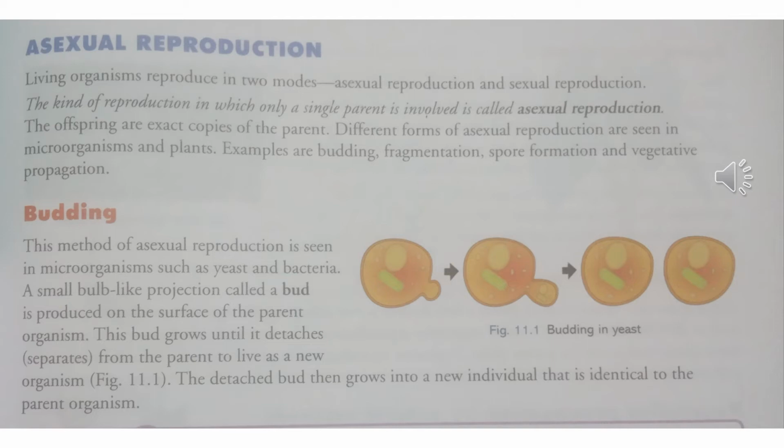When these microbes consume nutrition, then this bud starts growing and it will detach from the parent to live as a new organism, and the detached bud then grows into a new individual that is identical to the parent organism. So remember, the budding process is followed by yeast and some bacteria.